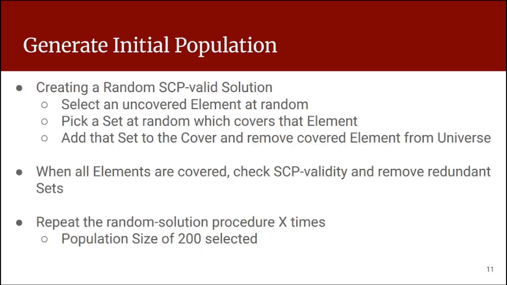For this step, we'll build an initial pool of random valid SCP solutions. Each solution is created by covering uncovered elements step by step with random sets until full coverage is achieved. We use a population size of 200, which we scaled back quite a bit from where I started, and we'll talk a little bit more about that later.